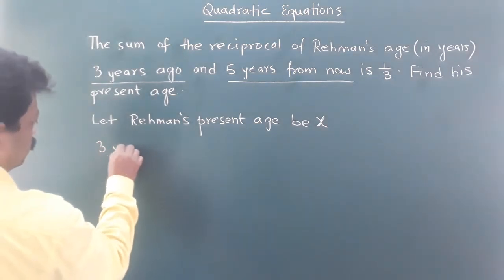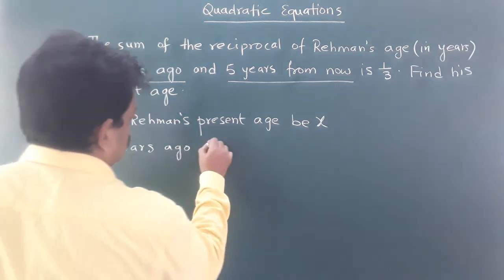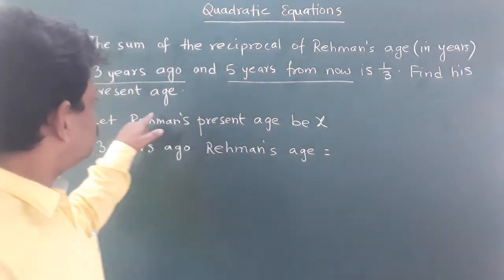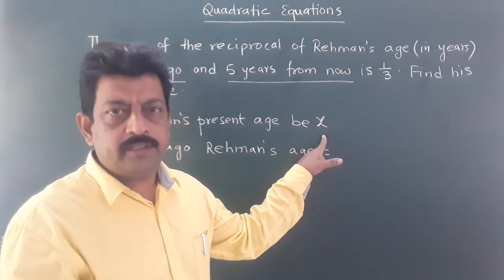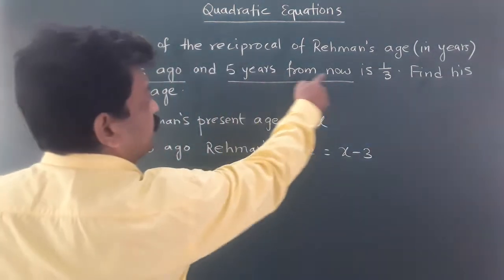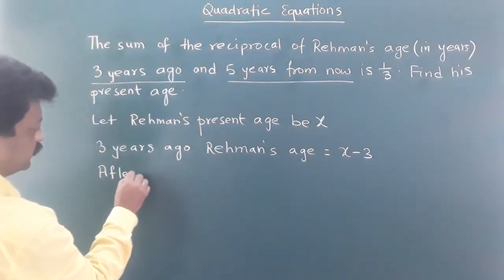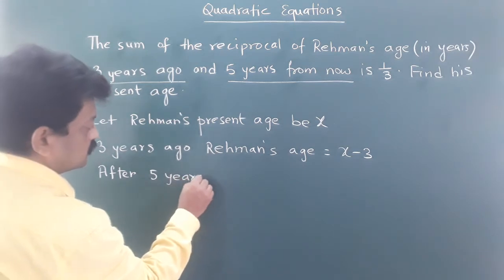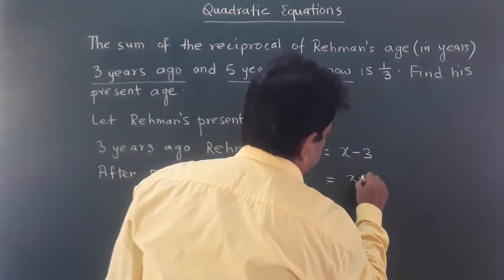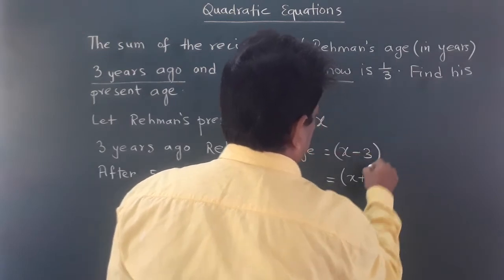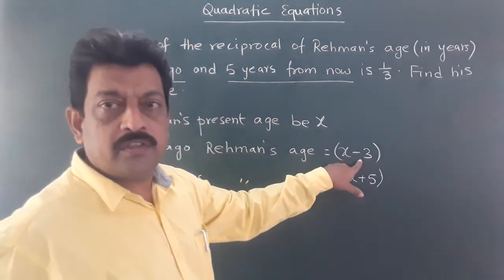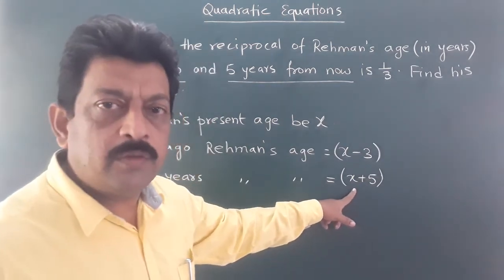So 3 years ago, Rahman's age equals, since his present age is x, then 3 years ago his age was x minus 3, and after 5 years Rahman's age will be x plus 5. So these are the two situations we have obtained: if his present age is x, then 3 years ago his age was x minus 3, and after 5 years his age will be x plus 5.